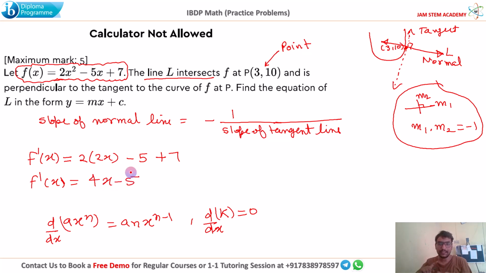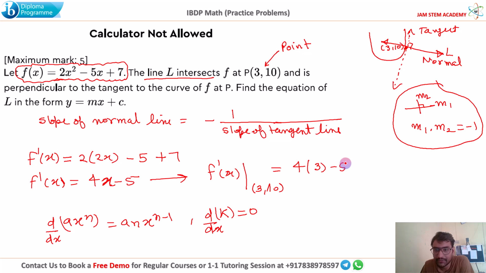But this is the gradient of the tangent line. We need the gradient of the tangent line at the point (3, 10). So substitute that. So f prime when the point is (3, 10), that comes out as 4 times, in place of x put 3. So we will get 4 times 3 minus 5. 12 minus 5 gives 7. 7 is the gradient of the tangent line.